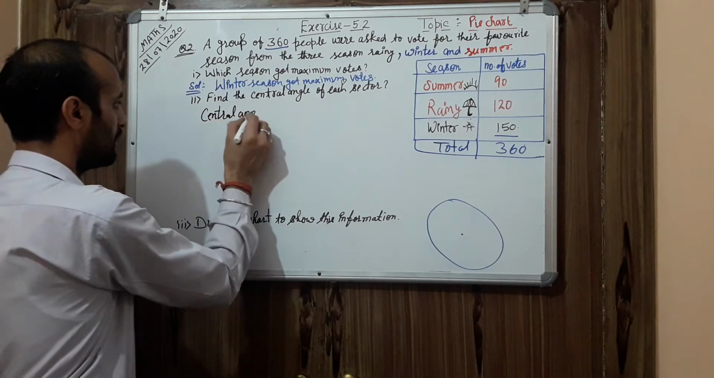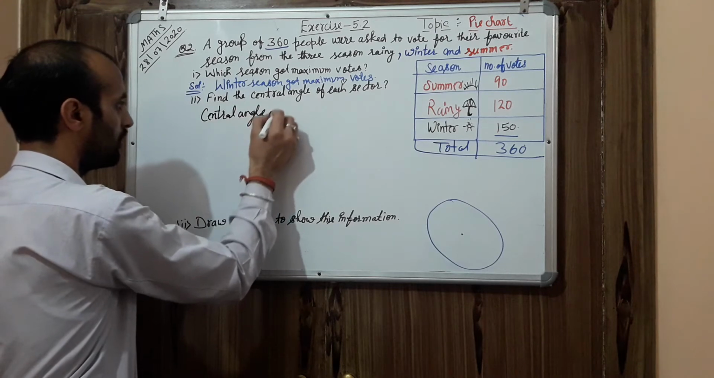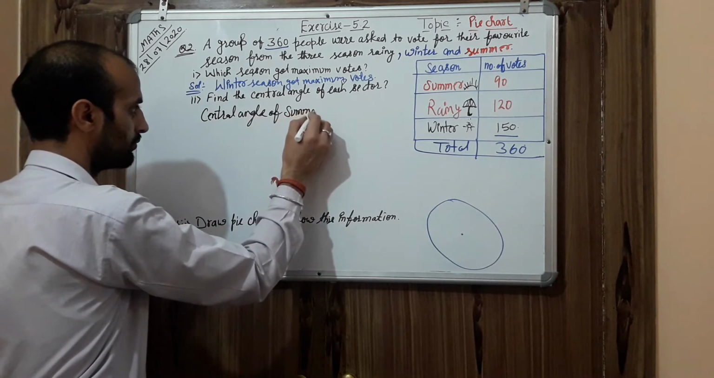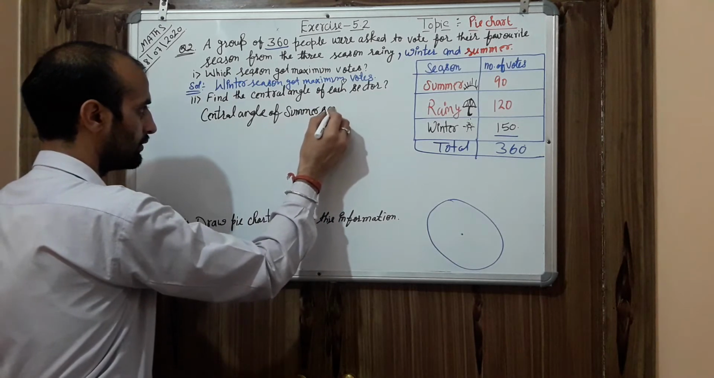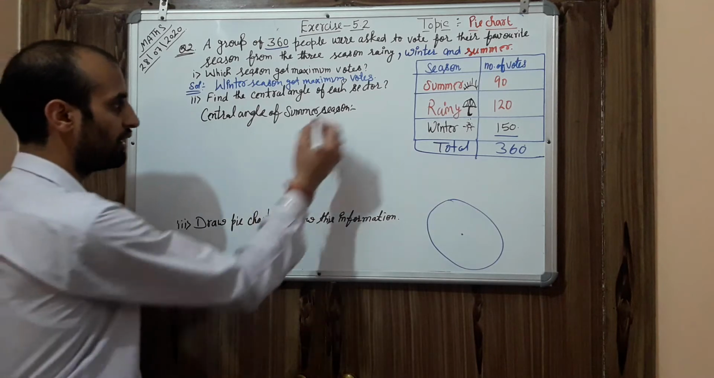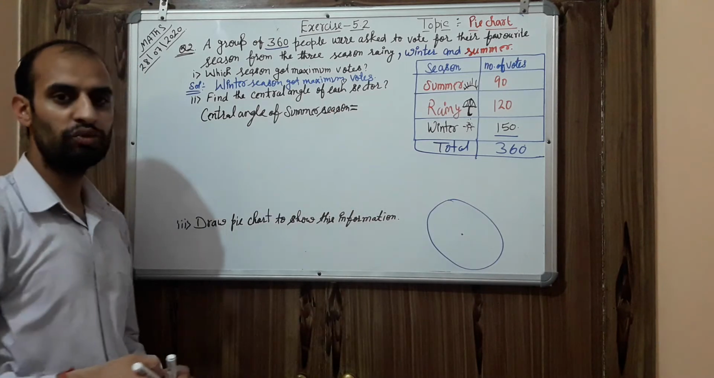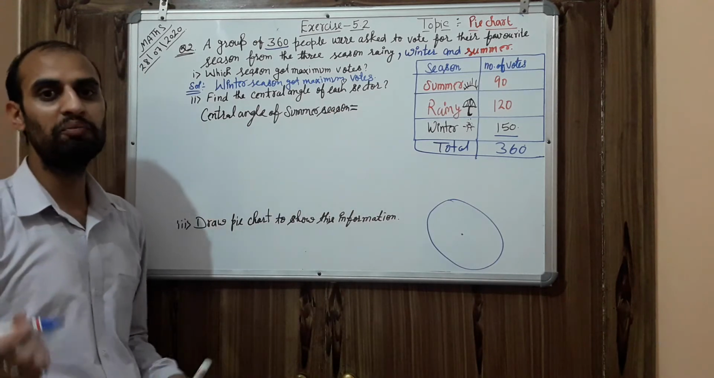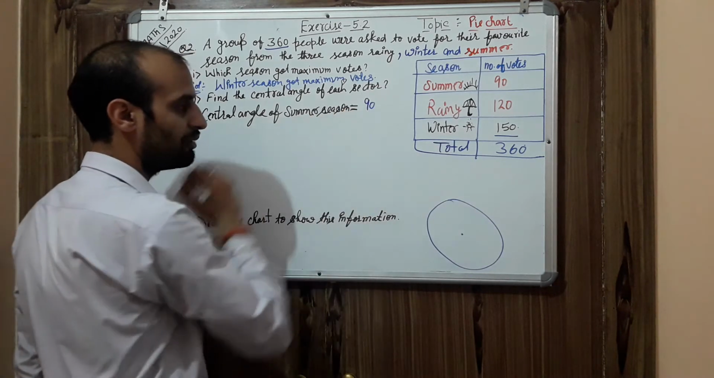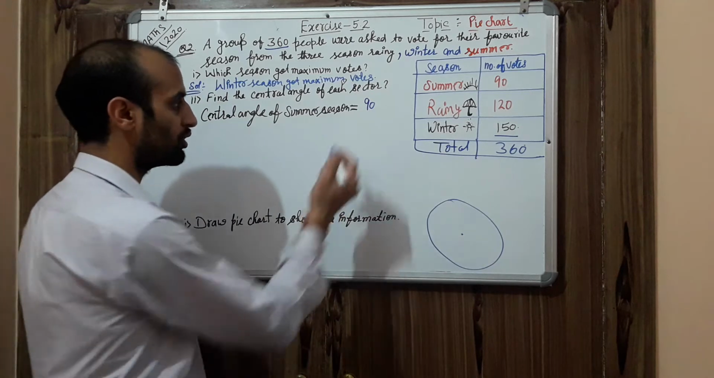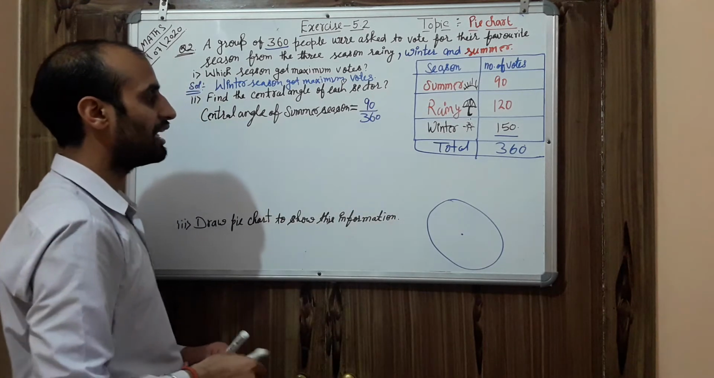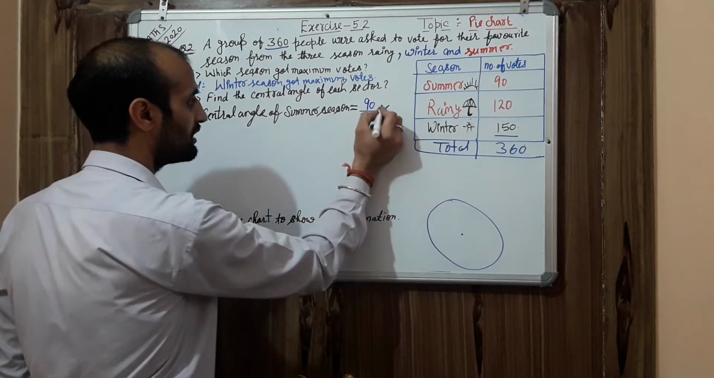So central angle of summer season. How to write, that is very important. For that, my dear student, first you need to write how many votes summer season got. Write that first. That is 90 votes. Out of how many votes? It is 360. And after that multiply this by 360 degree.